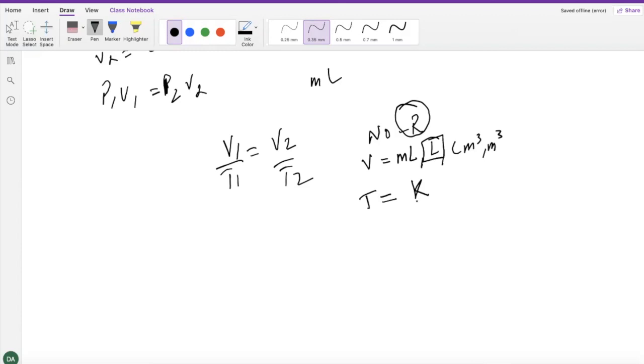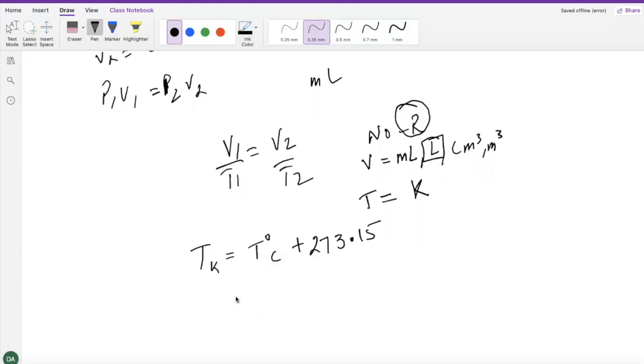Temperature, when you put it in Kelvin, you will always get a positive number. So guys, what is the formula for Kelvin? It's the temperature in Celsius plus, what number, guys? 273. Yes. So your temperature in Kelvin is temperature in Celsius plus 273.15.